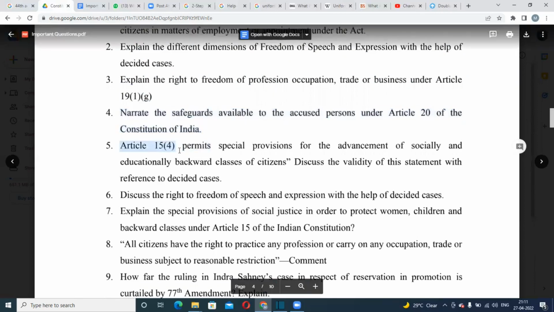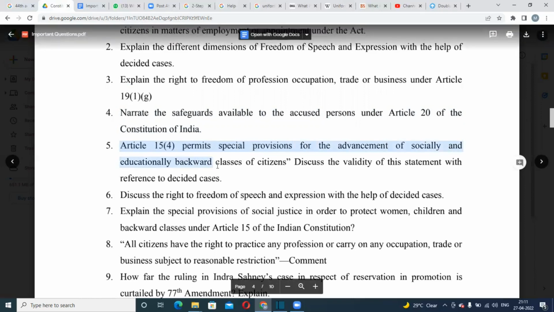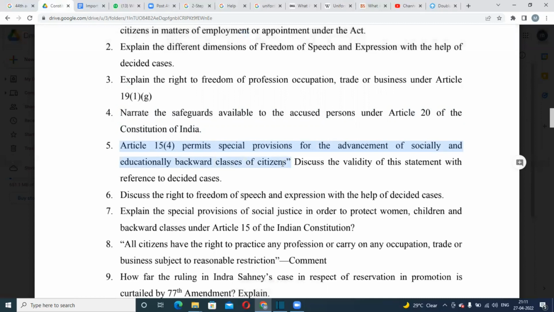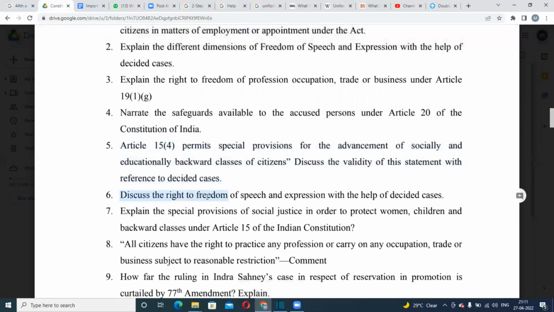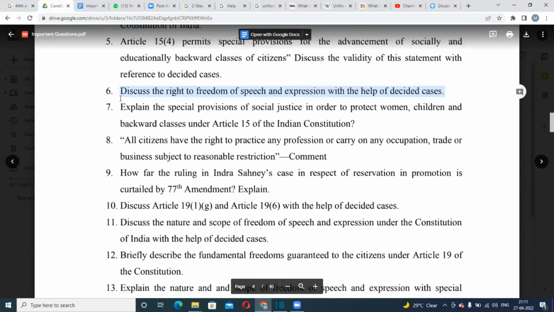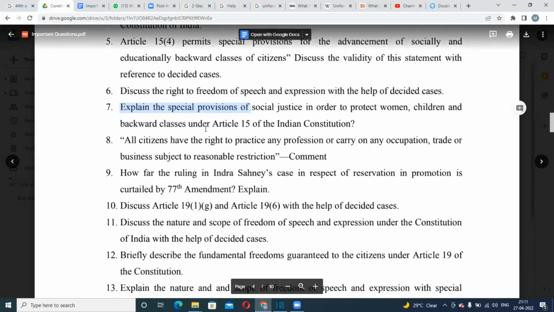Next one we have is: Article 15, Clause 4 permits special provisions for the advancement of socially and educationally backward classes of citizens. Discuss the validity of the statement with reference to decided cases. Discuss the right to freedom of speech and expression with the help of decided cases. Explain the special provisions of social justice in order to protect women, children, and backward classes under Article 15 of the Indian Constitution.